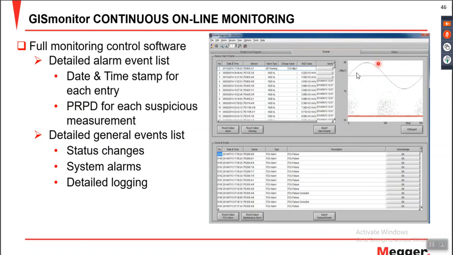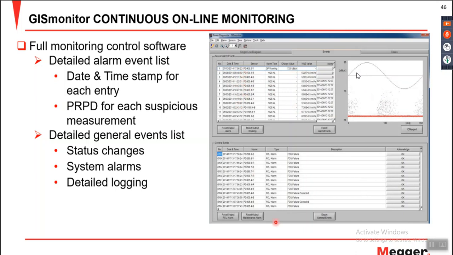Then there are all the events generated during your online monitoring. Let us say you have already put some alarm or warning level in your measurement, and if a particular sensor exceeds that value, that sensor will be captured in this tab, with a date and time stamp along with the PRPD pattern.